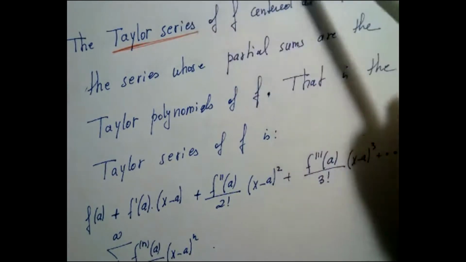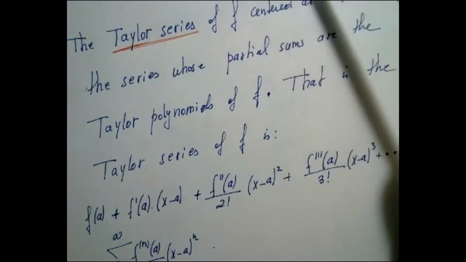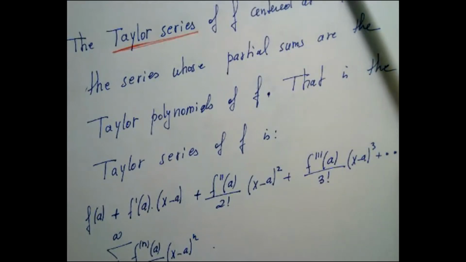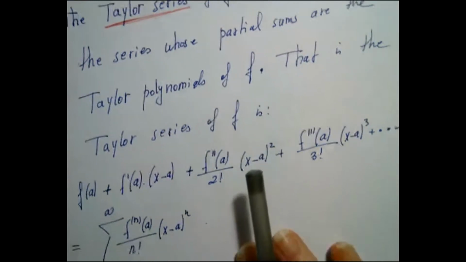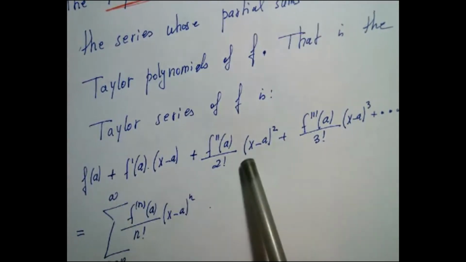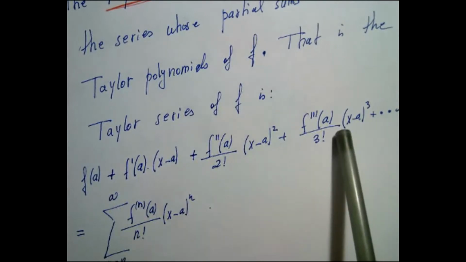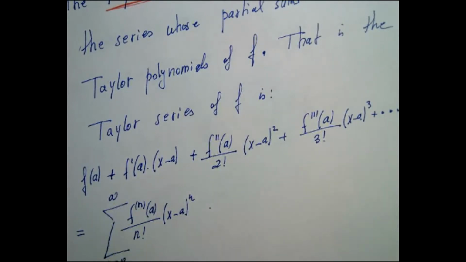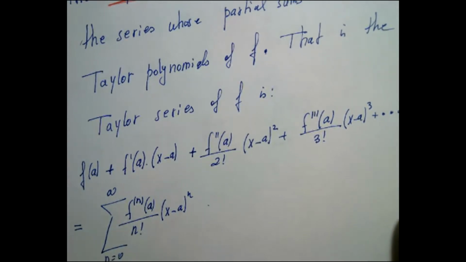So suppose a function is infinitely differentiable. The Taylor series is the series whose partial sums are the Taylor polynomial. So what I'm writing here, we're familiar with that. Those are the Taylor polynomials, but we keep adding. So we don't stop at any degree. We keep adding more and more and more.